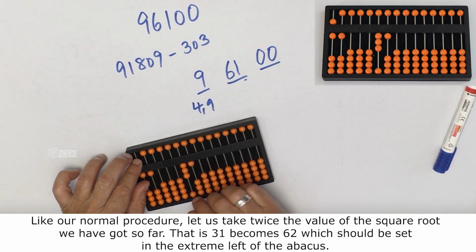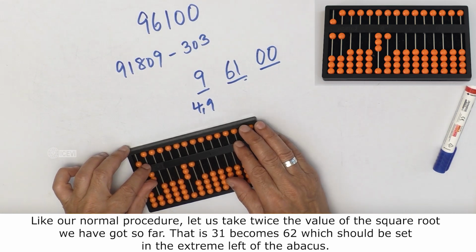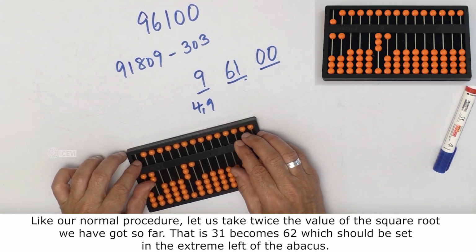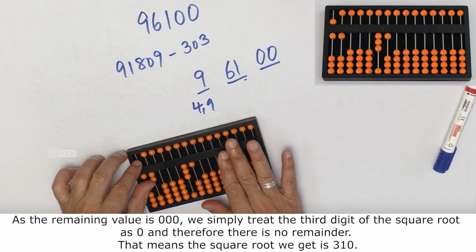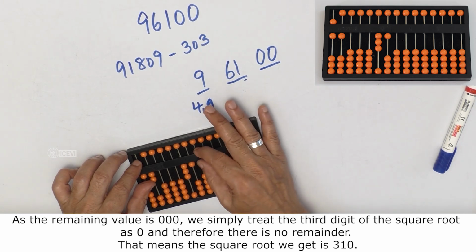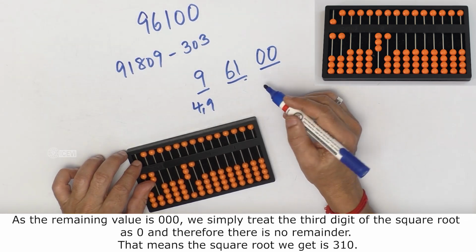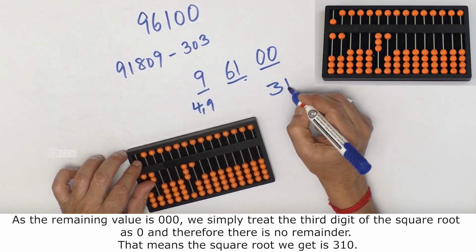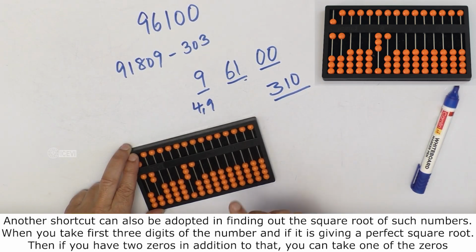so far. That is, 31 becomes 62, which should be set in the extreme left of the abacus. As the remaining value is 0, 0, 0, we simply treat the third digit of the square root as 0, and therefore there is no remainder. That means the square root we get is 310.